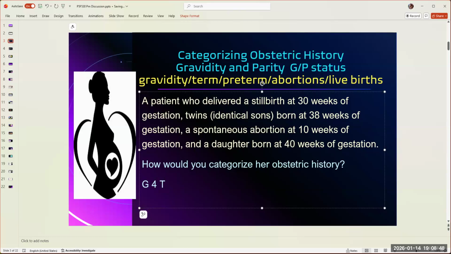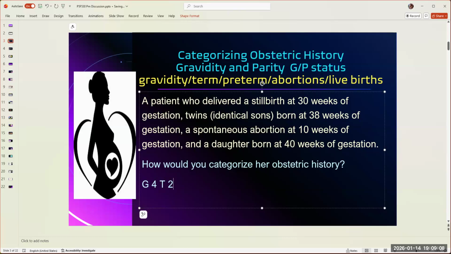So how many of those then are considered terms? So we have T, term. So let's write down what her term deliveries are. 2. Remember? The twins and the daughter. So just 2 pregnancies. We don't count the twins themselves because it's still the same pregnancy, right?